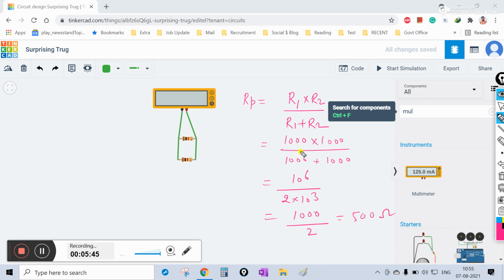You can see that we had a value of 1000, and now the equivalent value is half. Simply, in parallel, the value of resistance decreased by half, and in series the value was increased by one time, that means it became double. So you can see that in series resistance is increasing, in parallel resistance is decreasing.